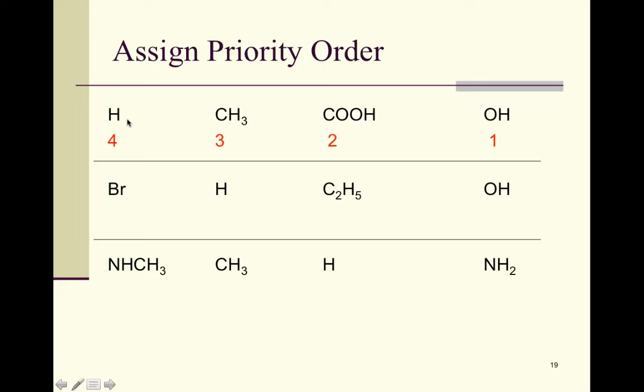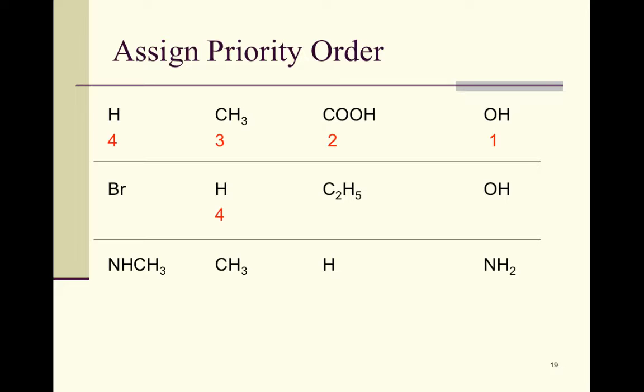Let's see how you did. Hydrogen is 4. Oxygen has the highest atomic number. Carbon is tied, but the tie is broken as soon as we see that this carbon is attached to not only 1 oxygen, but technically 3, because one of these is double bonded.